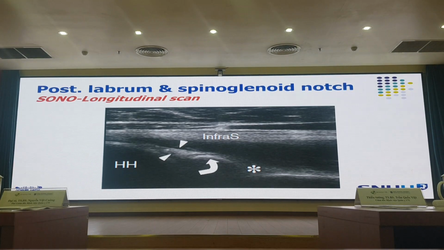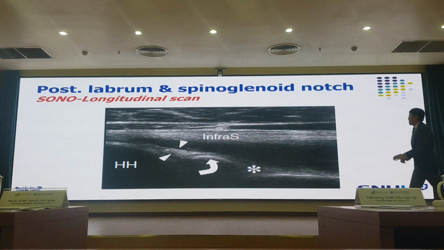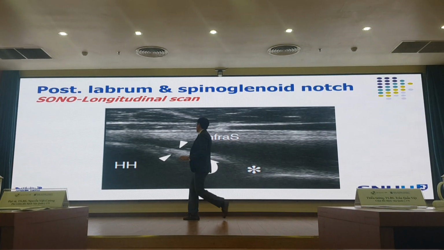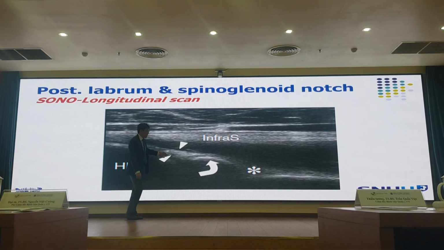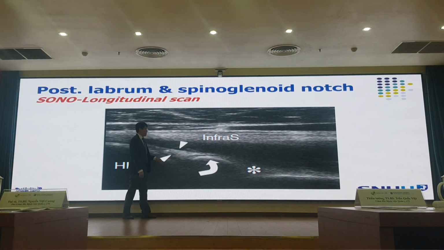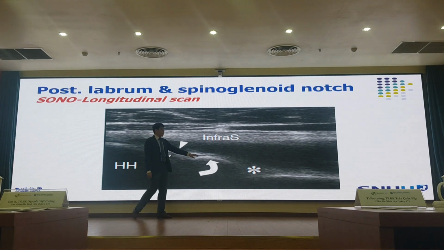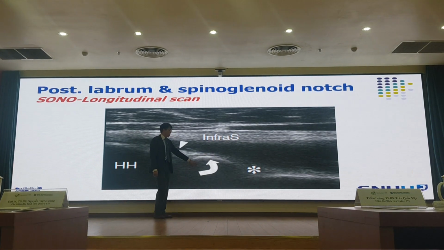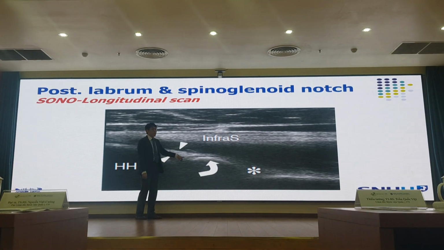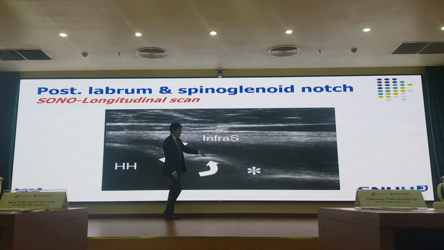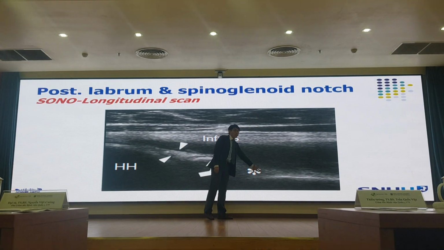Can you show on the image where the spinoglenoid notch is? As I said, this is the margin of the humeral head. And this is the glenoid. And this side is the posterior labrum. And this portion, like after the check, back after, this is where the spinoglenoid notch is.